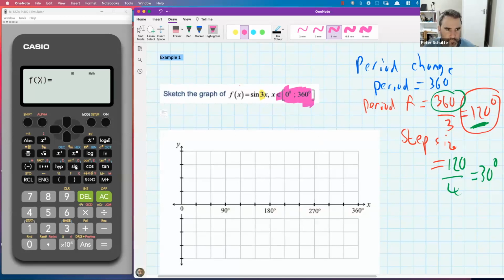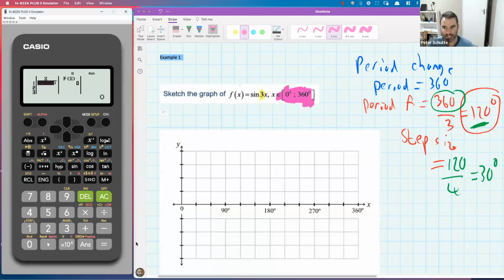So if you type sine 3x in your calculator, the step size wouldn't be 90 in this case because the period has changed to 120. The step size also has to change, and it changes to 30 now. So you take the new period and divide it by 4.